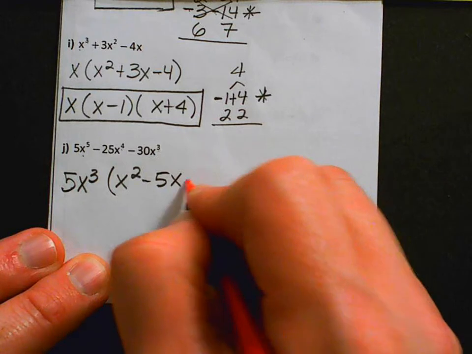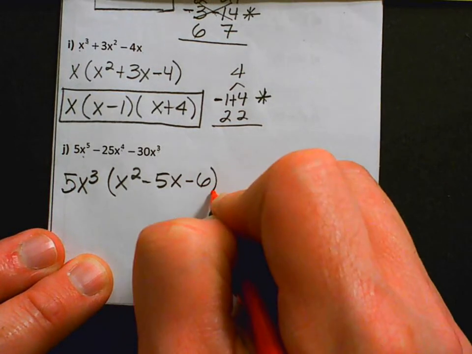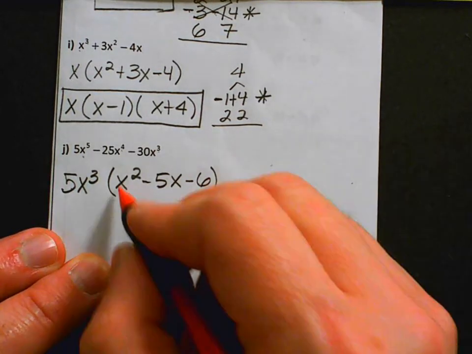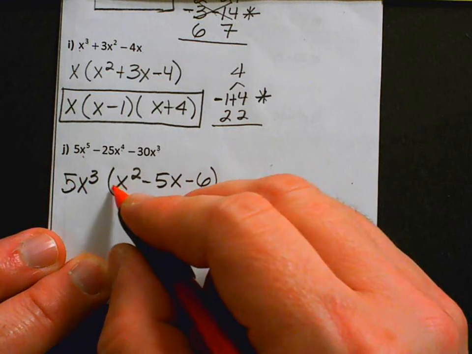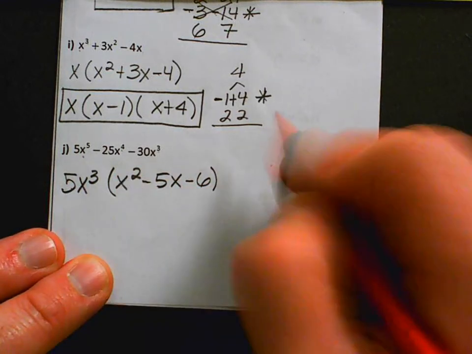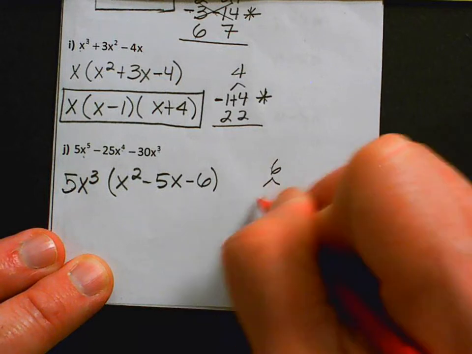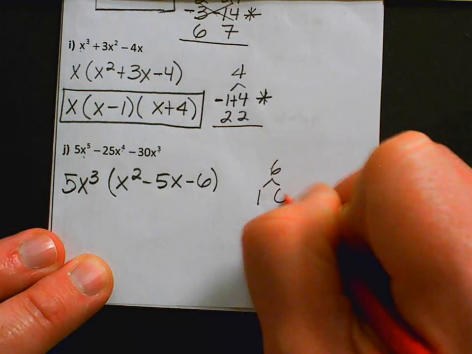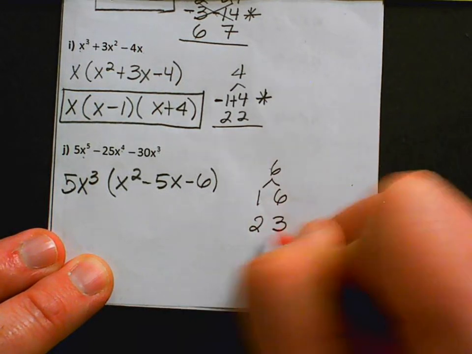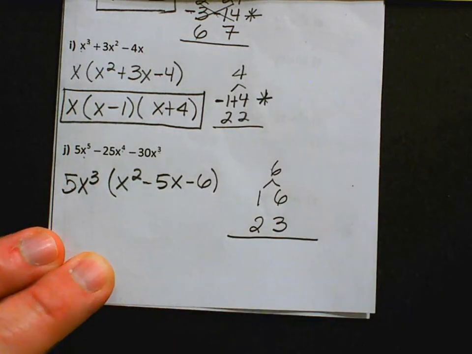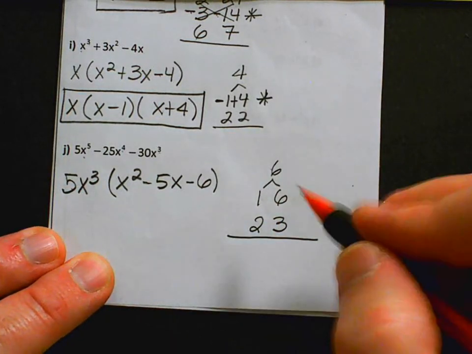Now inside the parentheses, you're going to apply the strategy. 1 times 6 is 6. What numbers give me 6? 1 and 6, 2 and 3, and that's it. And which ones give me a 5? The middle term. Both of them give me 5.